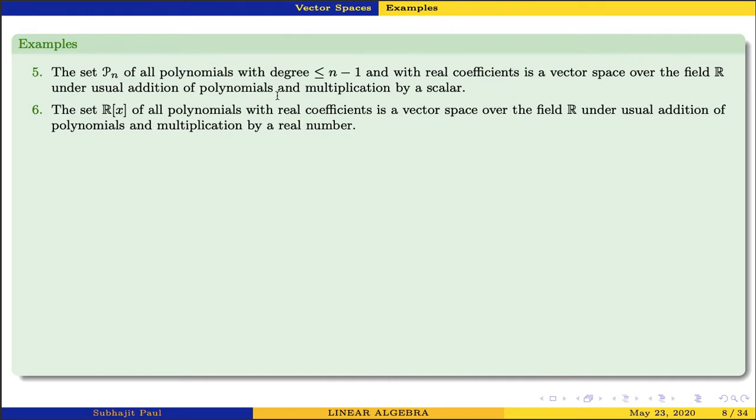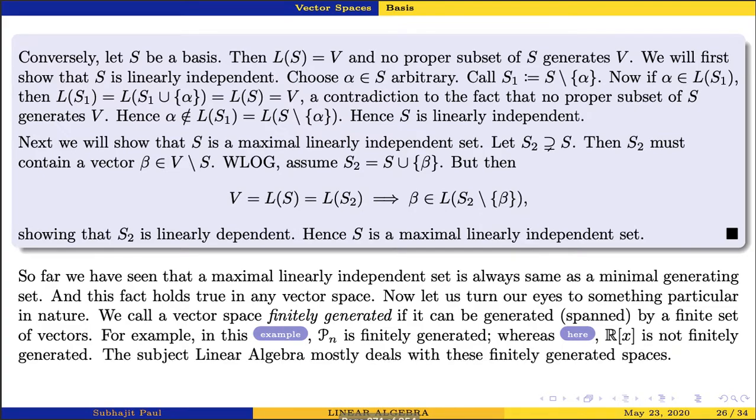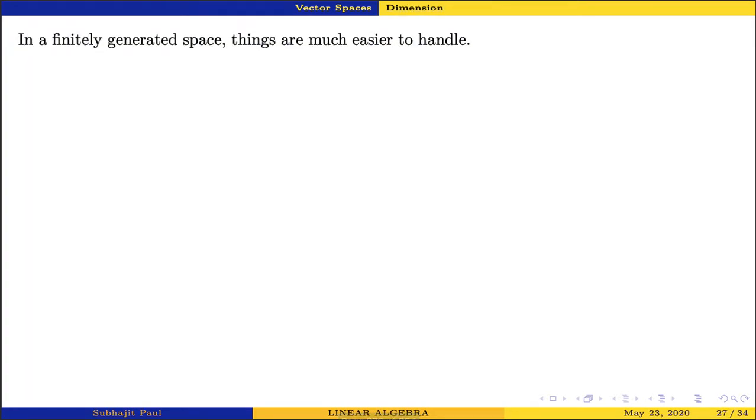Pn is finitely generated because a basis of this is the polynomials 1, x, x square, x cube up to x to the power n minus 1. So these n many polynomials can generate entire Pn, but we cannot have a finite set which can generate all polynomials with real coefficients. Okay, so Pn is finitely generated whereas R[x] is not finitely generated. The subject linear algebra mostly deals with these finitely generated spaces. So from now on, let us be concerned about them only. In a finitely generated space, things are much easier to handle.